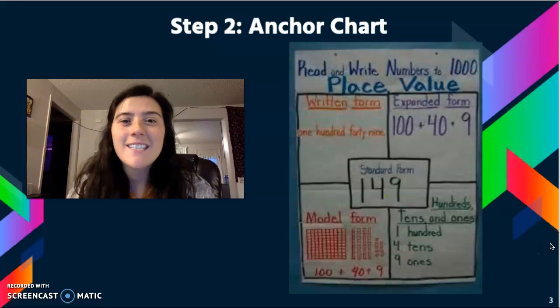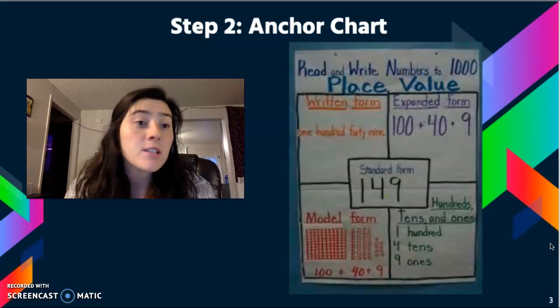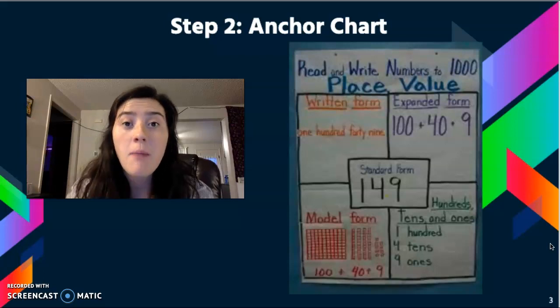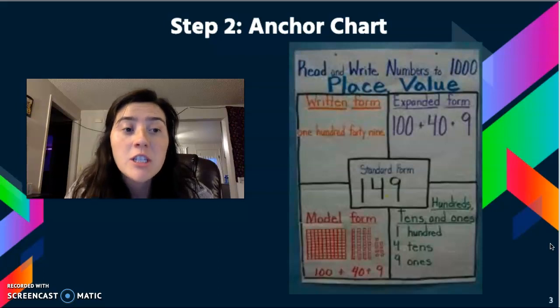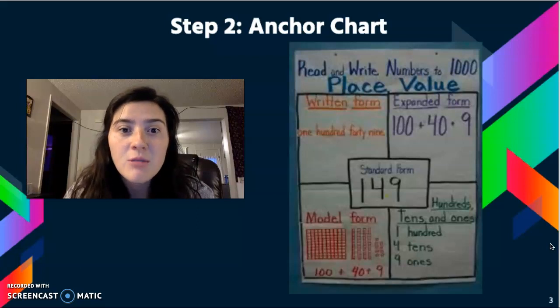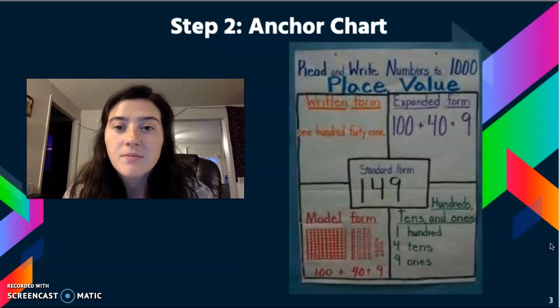Yay, you made it to step 2, the anchor chart, which means step 1, you watched the video about place value, you filled in the chart, which is super awesome, and you filled in the chart the two ways. One, the number way, how many hundreds, tens, and ones, and then the second way, trying to write it out, just following my example. So now for step 2, we're going to go over the anchor chart.